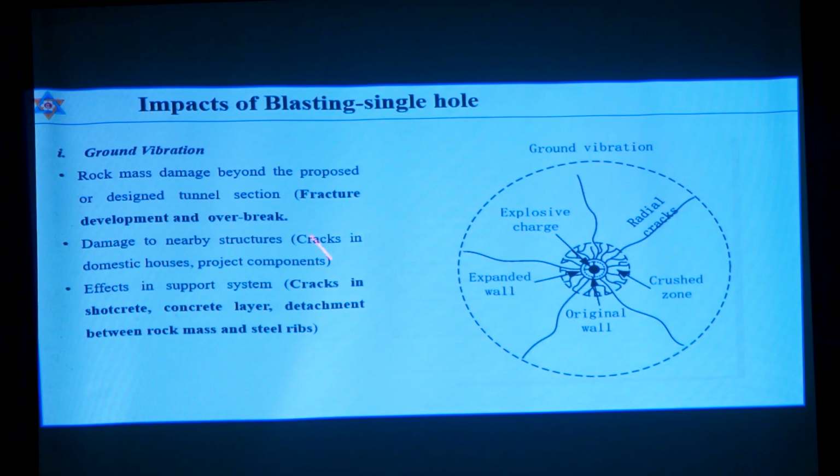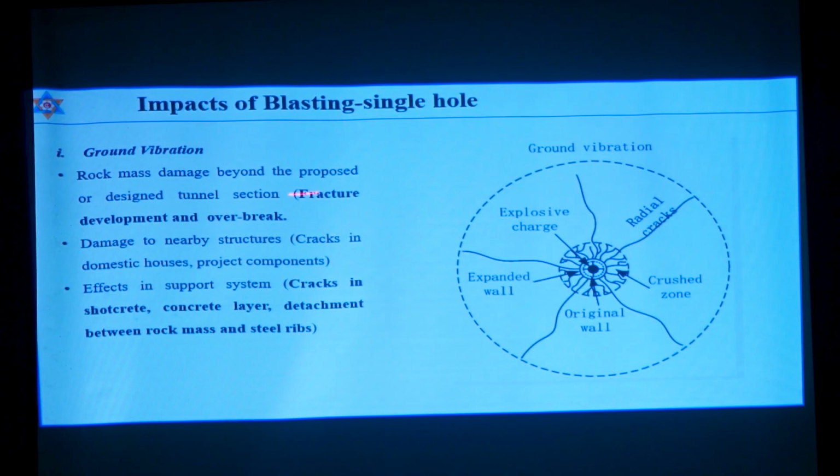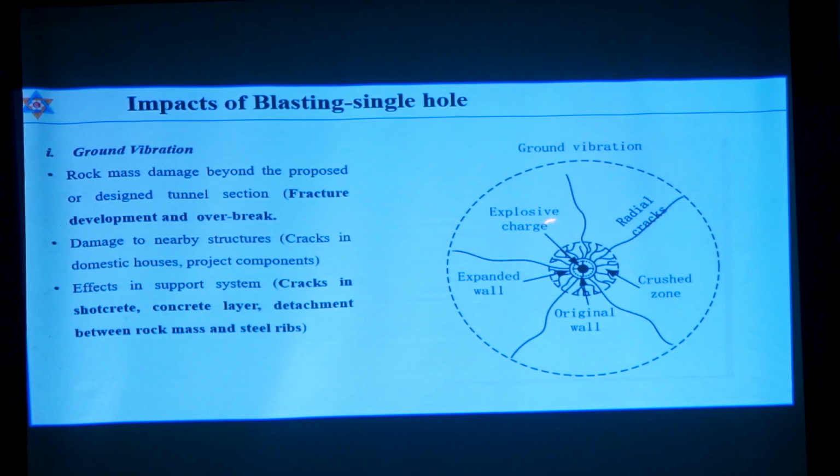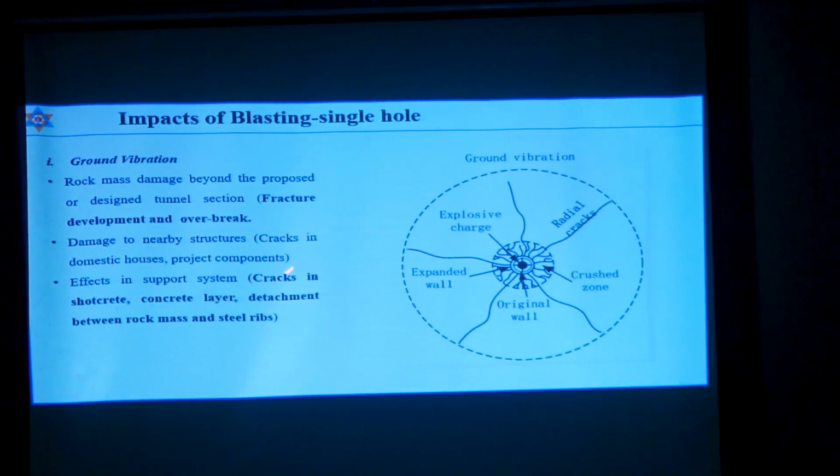This is only a single blast geometry, but we can easily understand the rock mass damage beyond the proposed or designed tunnel section, the fracture zone. These cracks damage nearby structures, and by these cracks, there is an effect on the support system, and cracks in the shotcrete, concrete layer, and attachment in the rear piece of the tunnel.